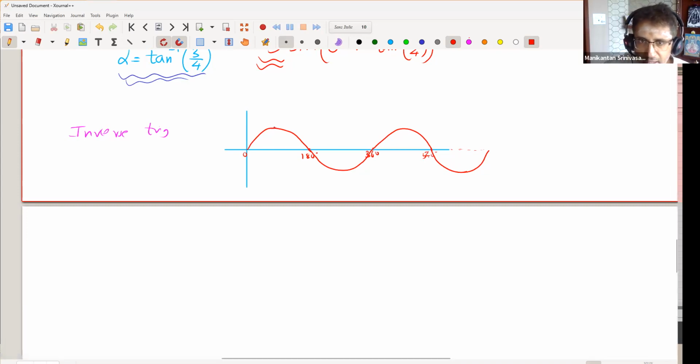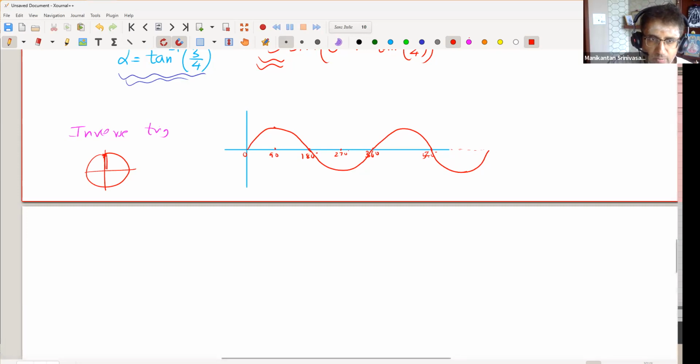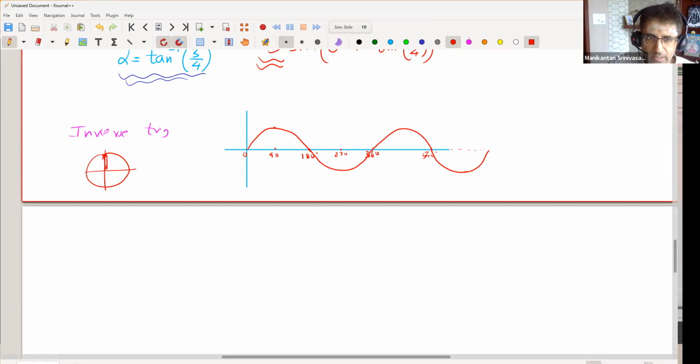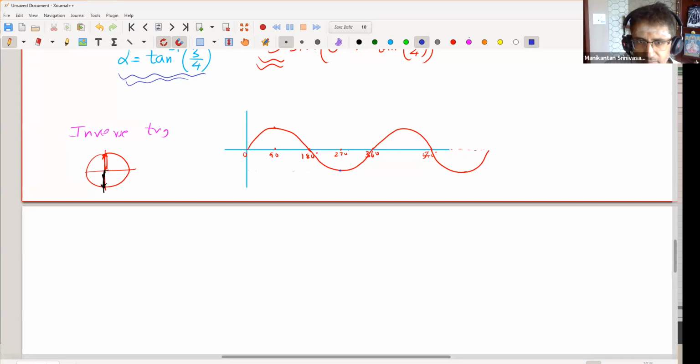Now, the peak occurs at 90. So sine 90 is 1. And the trough occurs at 270. Sine 270 is -1. Again, you can imagine on the unit circle, when the angle is at 90, the projection is right there on the positive y-axis, which is of length 1. On the other hand, if I'm at 270, the projection is on the negative y-axis of length 1. So which is why sine 270 is -1. So this is -1, and this is +1.